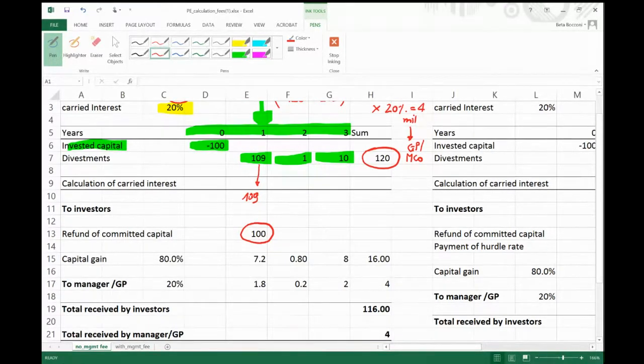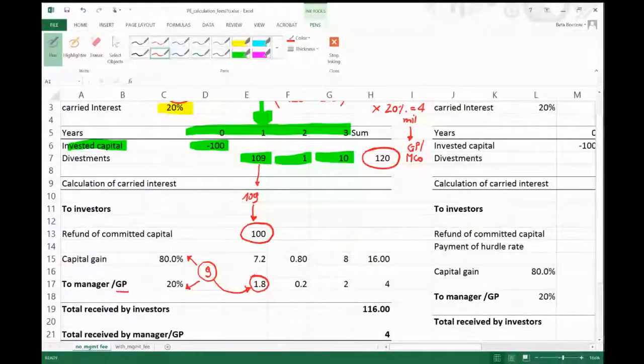So with this 109, first I reimburse all the committed capital to the limited partners. And then what is left is 9 million. And since we have decided that 20% will be paid in terms of incentive and 80% will be recognized to the investors, you can see that 20% times 9, or 1.8, will be paid as carried interest to the general partner, and 7.2 will be paid to the investors. And the sum of these 3 numbers returns exactly the value of the divestiture of 109.